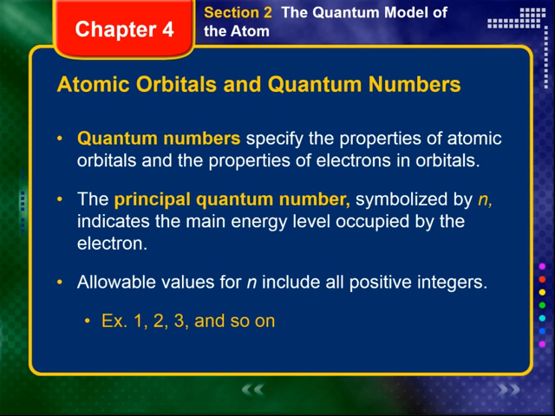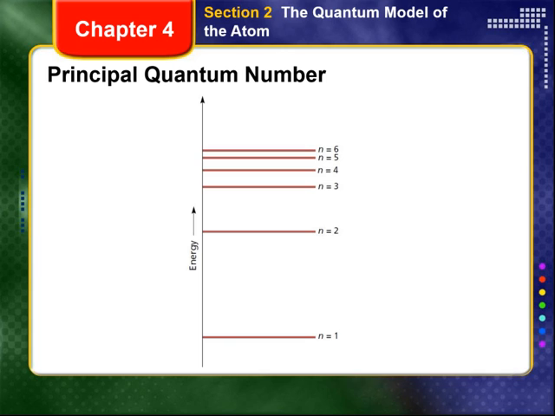Alright, the principal quantum number. The principal quantum number, symbolized by n, indicates the main energy level occupied by the electron. Values of n are positive integers only: 1, 2, 3, and so on. As n increases, the electron's energy and its average distance from the nucleus increases. See Figure 4-12 on page 101 of your textbook.